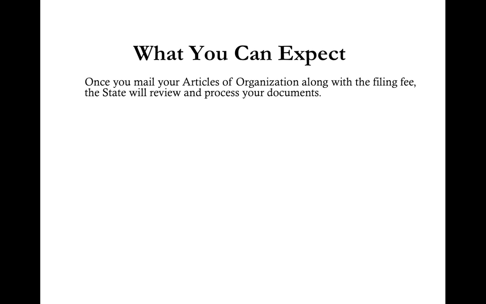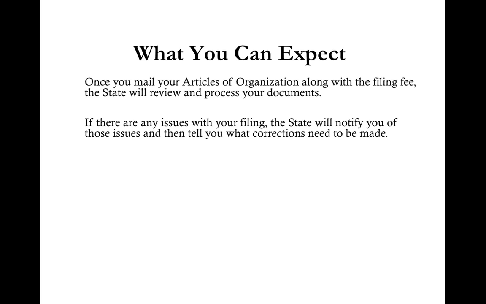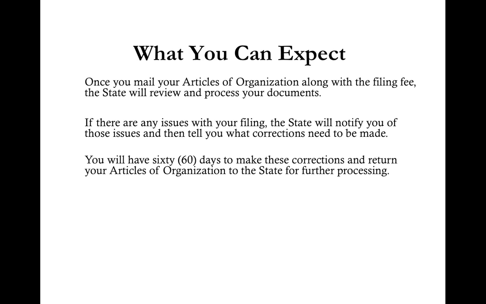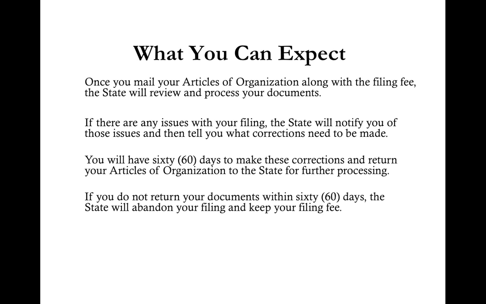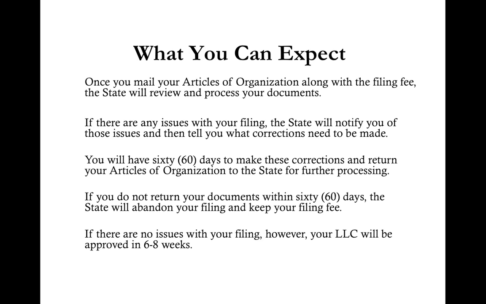Once you mail your Articles of Organization along with the filing fee, the state will review and process your documents. If there are any issues with your filing, the state will notify you of those issues and then tell you what corrections need to be made. You will have 60 days to make these corrections and return your Articles of Organization to the state for further processing. If you do not return your documents within 60 days, the state will abandon your filing and keep your filing fee. If there are no issues with your filing, however, your LLC will be approved in 6 to 8 weeks.